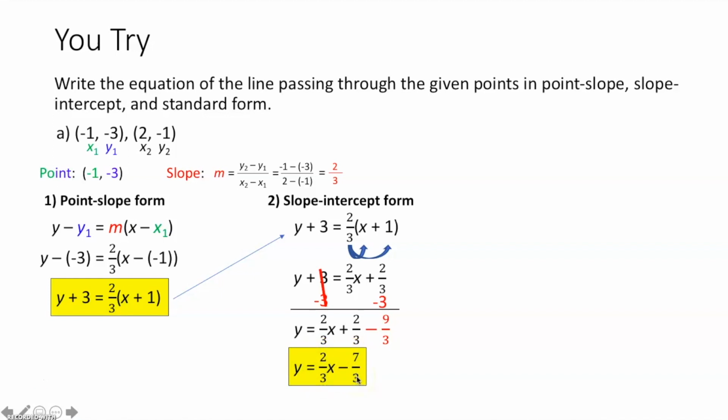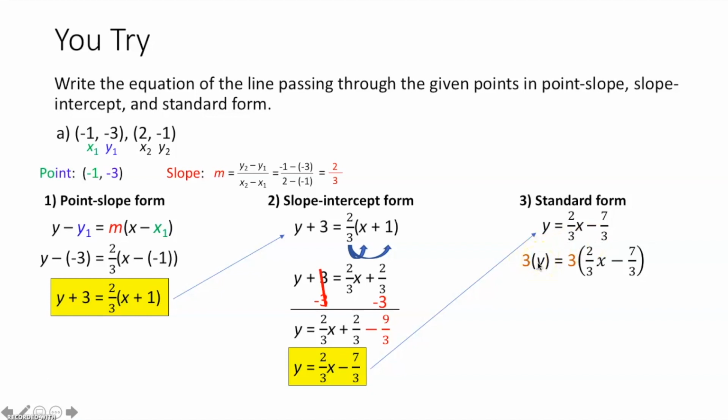Now, from here, I have my slope-intercept form. I need to go to standard form. So I'm going to take what I just got, and I'm first going to get rid of the fractions. Remember, standard form doesn't have fractions or decimals. So what I do is I multiply everything by the least common denominator. Since there's only one denominator, 3, I'm going to multiply everything by 3. That way I get rid of the fractions.